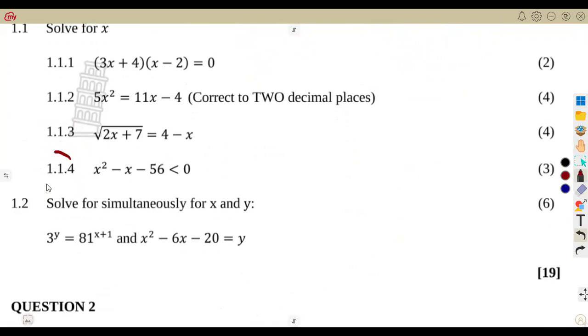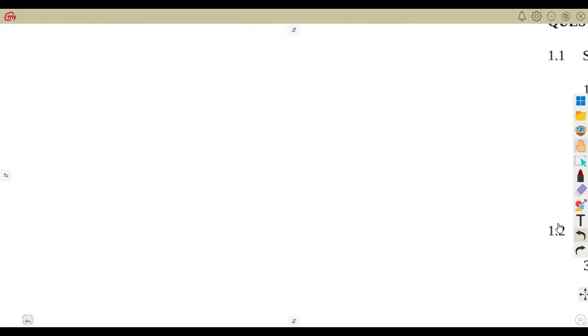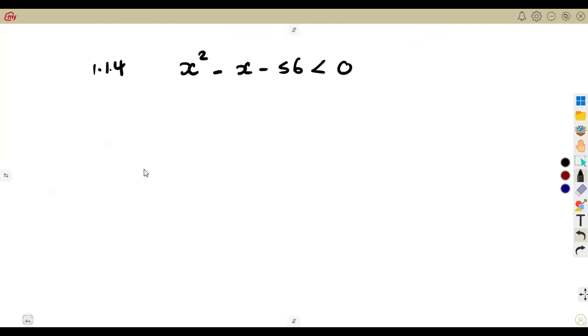All right, on question 1.4, we're asked to solve for x. And what are we having? That's an inequality, less than 0. That's not an equation, so this is an inequality for 3 marks. All right, so let's see. Quadratic inequality. So there we are given, that was 1.4, the inequality x squared minus x minus 56 is less than 0.